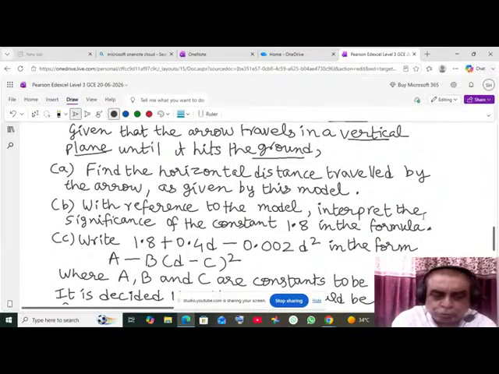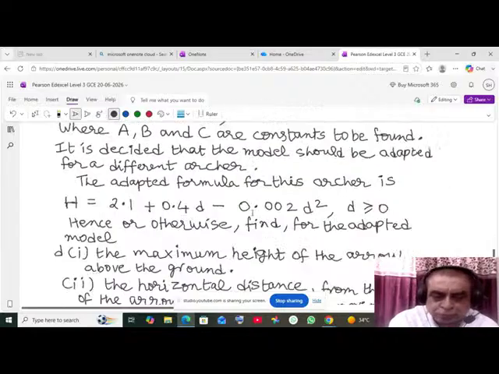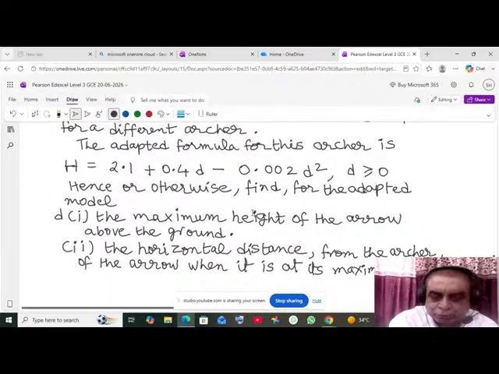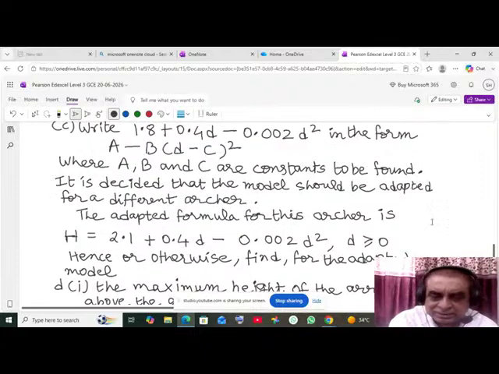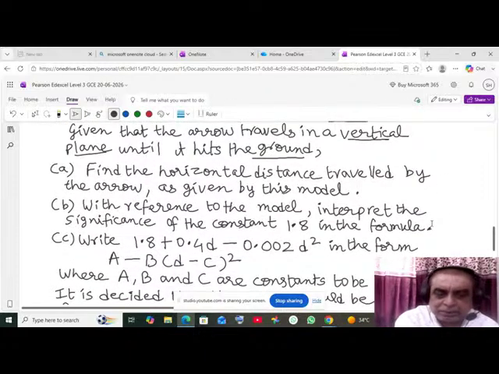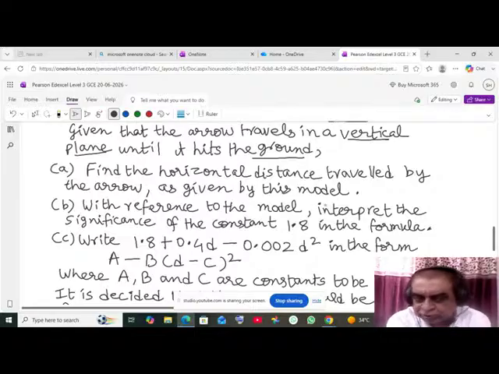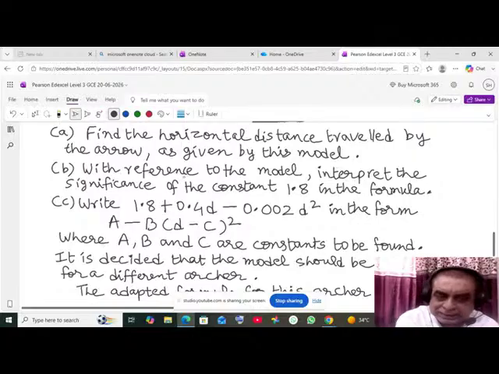Now we have to do these things. There are four parts to this question: A, B, C, and D. D has two parts. A, B, and C each have a single part. In part A, it is asking: find the horizontal distance traveled by the arrow as given by this model. How much horizontal distance is the arrow traveling before hitting the ground? That is part A.